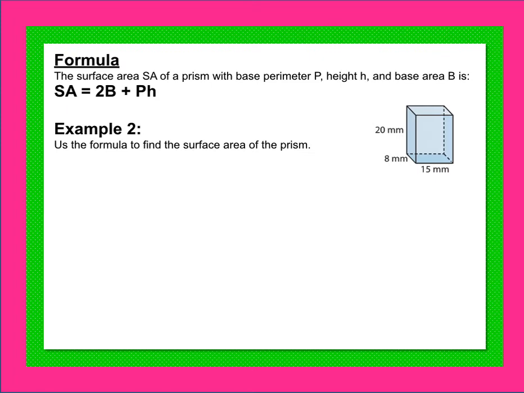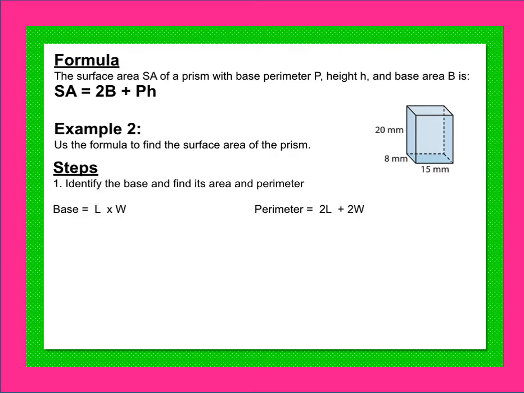If this seems a little confusing, let's break it down. Here are our steps. Make sure you record this in your notes. The area of our base we can find by multiplying length times width. 15 times 8 equals 120. The perimeter we can find by adding up the lengths and the widths. 46.